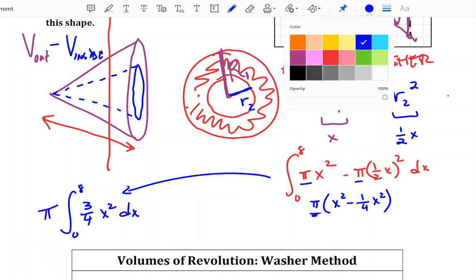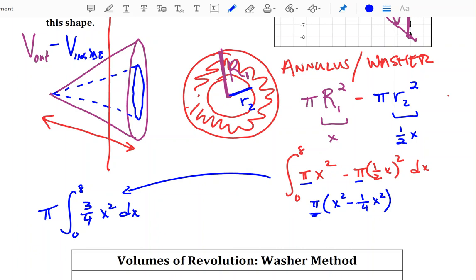Go ahead and take a second to finish solving that problem. We'll check to see if we got to the same solution. Hopefully, solving that out, you got 128 pi.